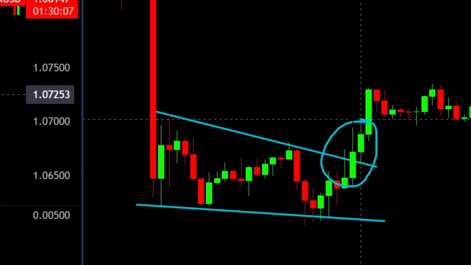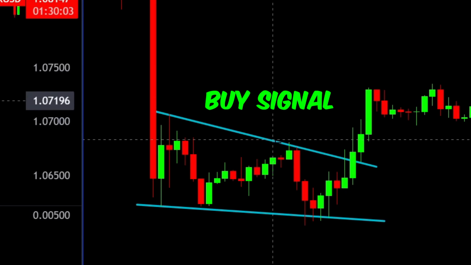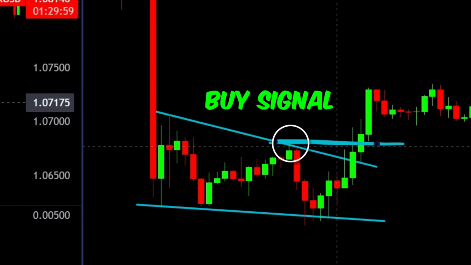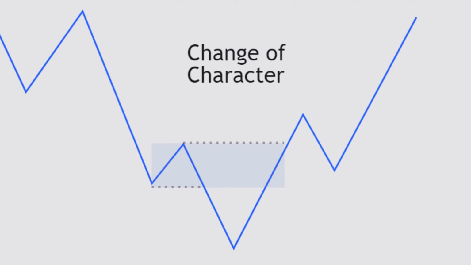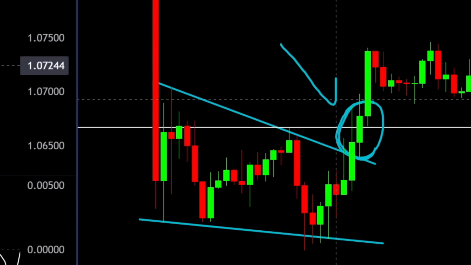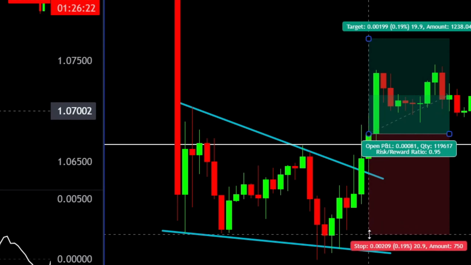What I look out for here to get the entry signal is not only a break of the falling wedge pattern, but I also want to see a break of the most recent high. Or in other words, a minor change of character. And we can see that the candlestick that broke the most recent high was this one right here. So we can enter the long position at the candle close of that candle.